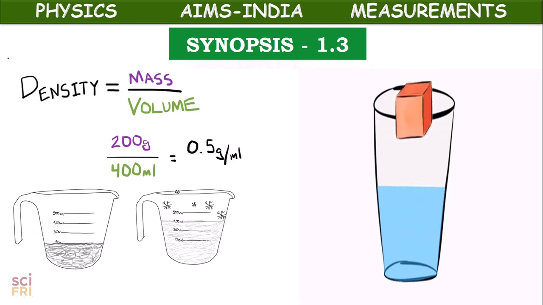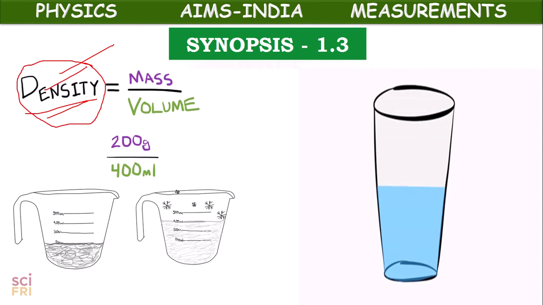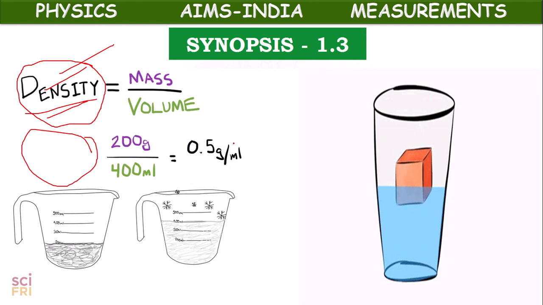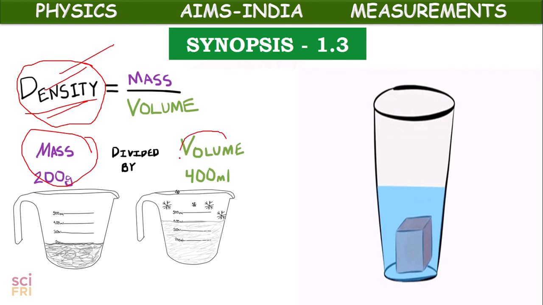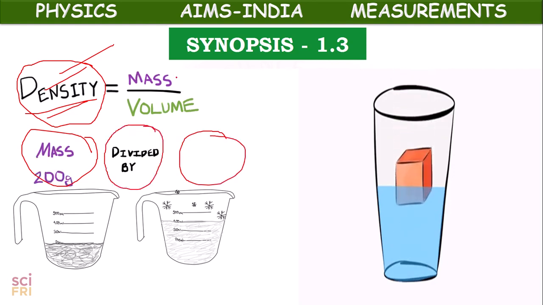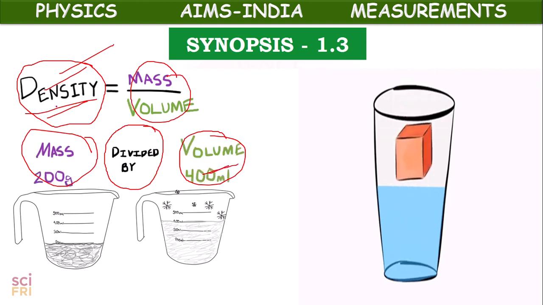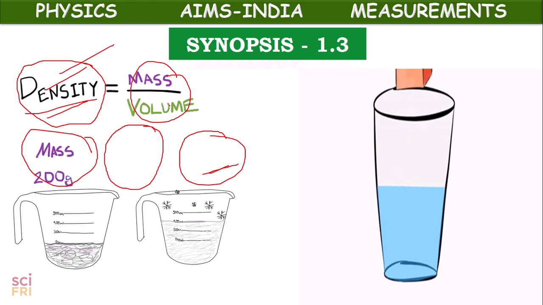Our today's concept is regarding density, children. We are going to learn about density. Density means how much mass we have taken and what volume we have taken. That ratio, mass by volume, for example 0.5 gram per ml, is called density, meaning the mass of the object per unit volume.